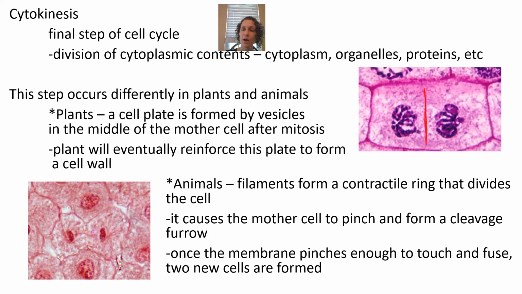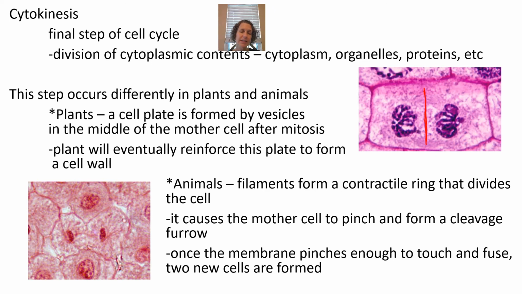So this cell plate is formed by different vesicles right between the two nuclei, and basically splits that mother cell in half. Eventually, the plant will add reinforcements to this plate, and it will become a cell wall. Now, in animals, so I have a picture down here that's a whitefish set of cells going through mitosis. They don't have cell walls, remember, and so the cells tend to be a little rounder.